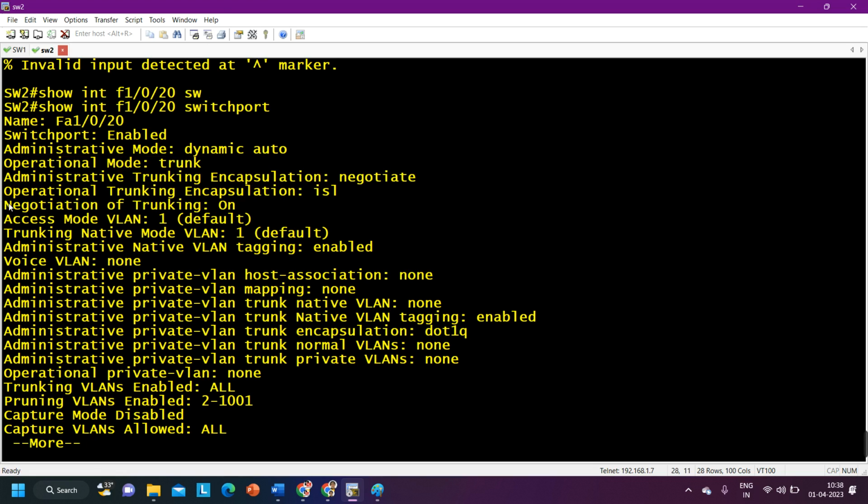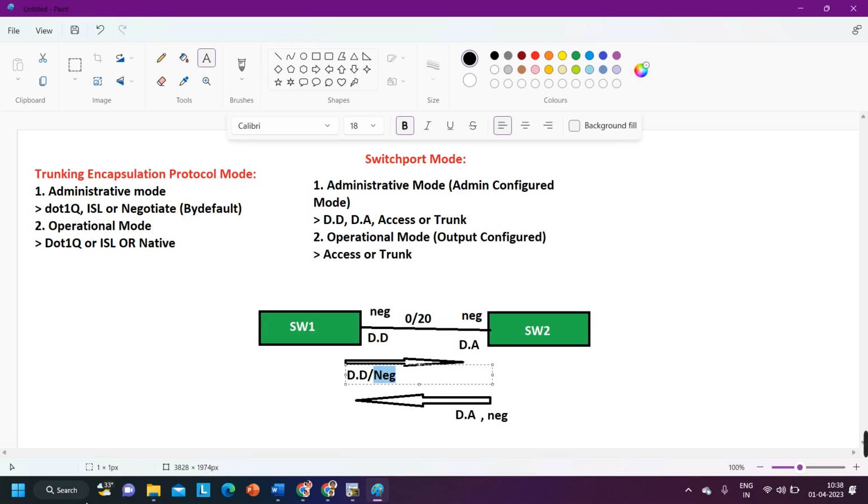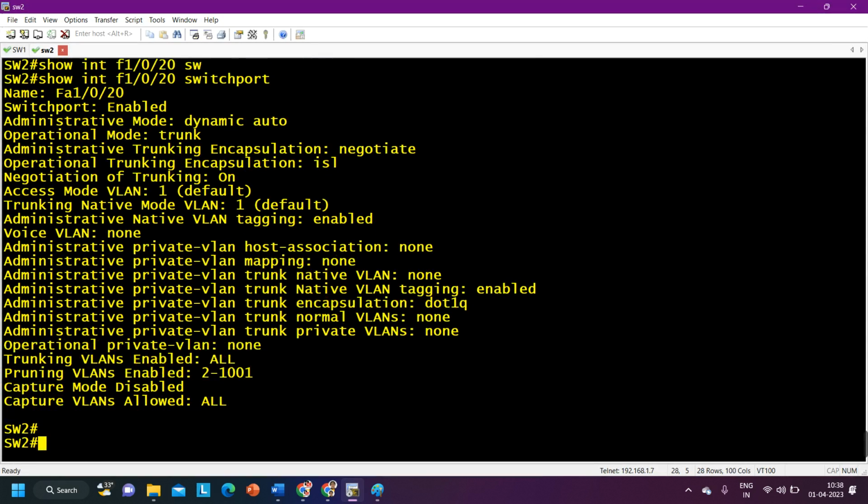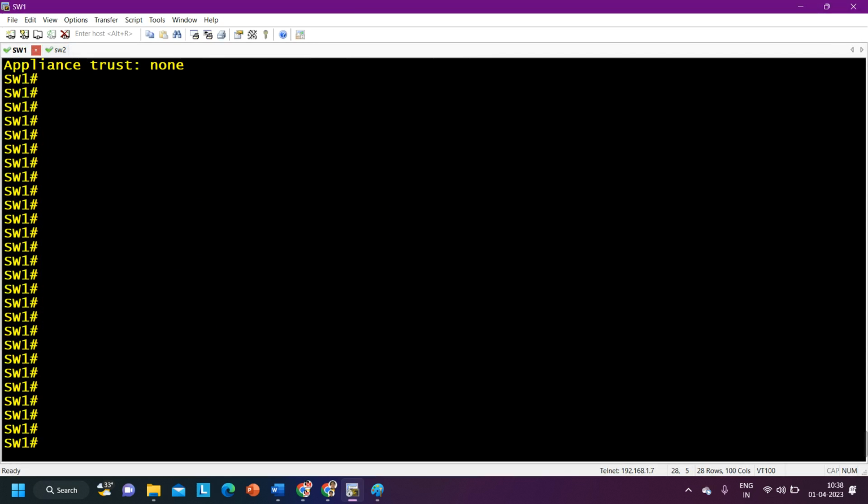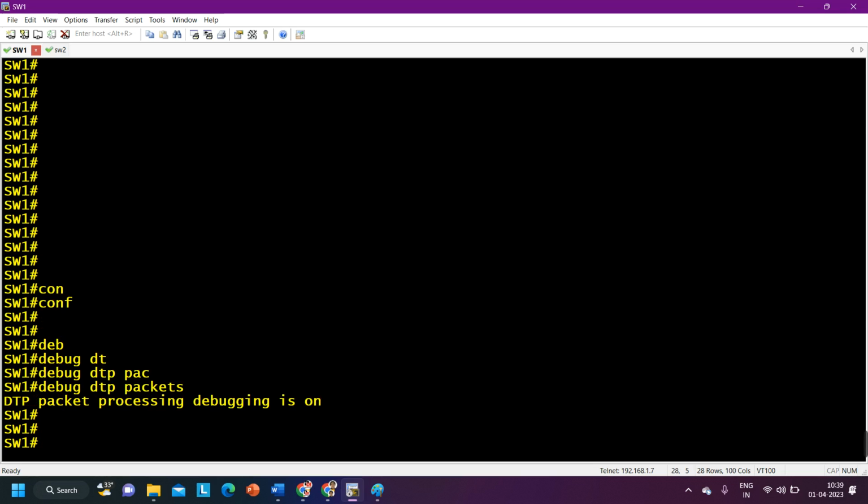So what if I disable DTP over here, and I have configured dynamic desirable mode over here? So what I am going to do now, I am going to disable DTP over here. And guys, this is also an interview question. Interviewer can ask you how to disable DTP. Few people are saying that you can run command switch port mode access to disable DTP. No guys, if you enable debugging over here, let me enable debugging for DTP. Debug DTP packet.